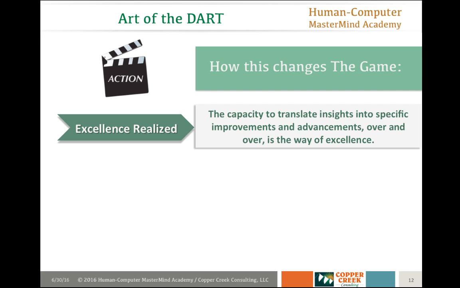When you accomplish that, you inevitably earn greater respect and admiration. You experience more inclusion with your colleagues and your entire profession and anybody in the know about any of this. And that ultimately gives you greater power to create the outcomes you deserve and ensure the future security that you want. The capacity to translate insights into specific improvements and advancements over and over and over again, that's the path to excellence.